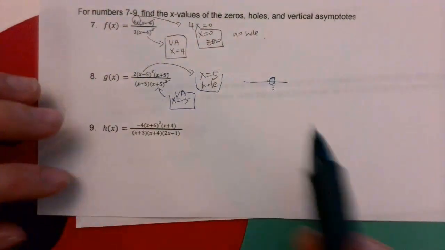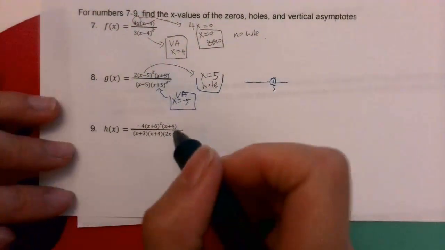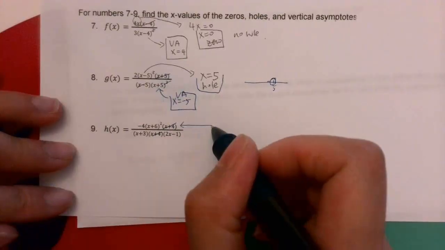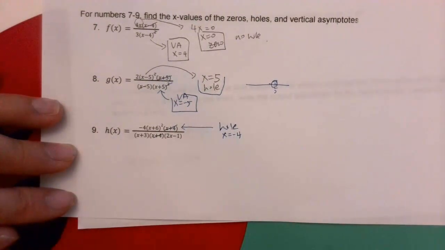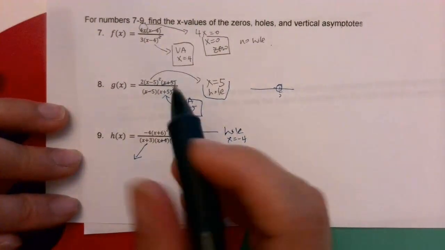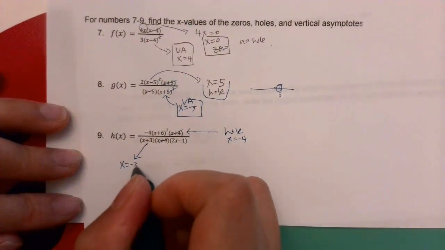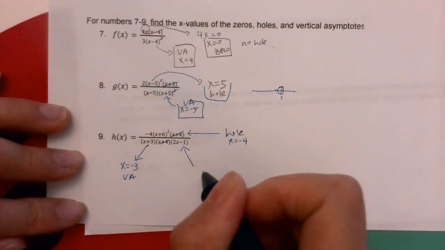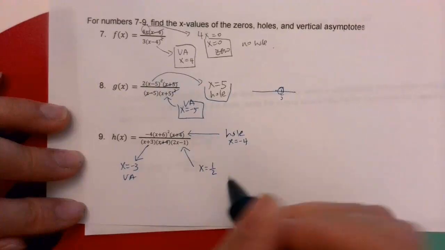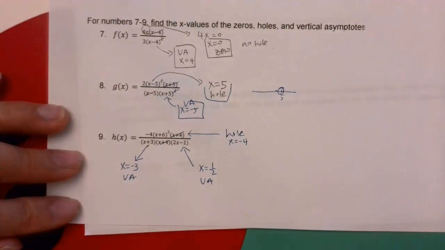Number 9. Ooh, let's see. x plus 4 is a clean canceling factor, so that's going to be a hole at x is equal to negative 4. Yay! All right, what about this x plus 3? x is equal to negative 3. It's a non-canceling factor of the denominator, so that is your vertical asymptote. What about this? x is equal to half. It's a non-canceling factor of the denominator, so that is a vertical asymptote as well.